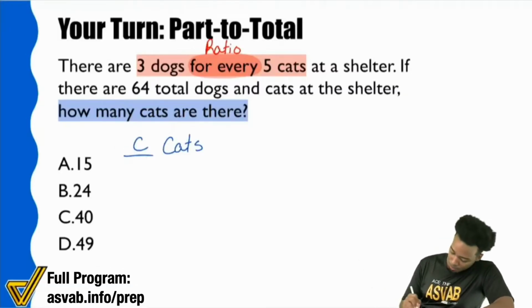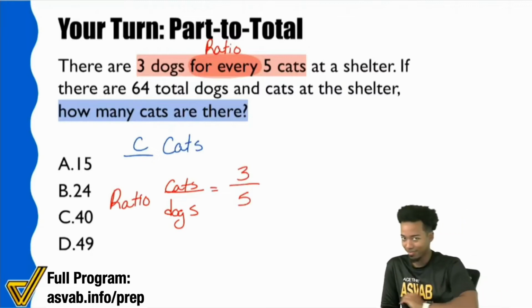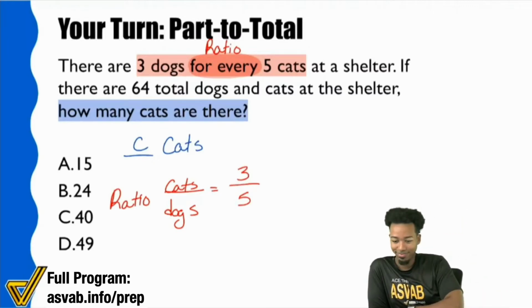And so there we have a ratio. And then we have, I'm going to say cats to dogs, 3 to 5. All good so far? Are we all good so far? No. What do you mean?